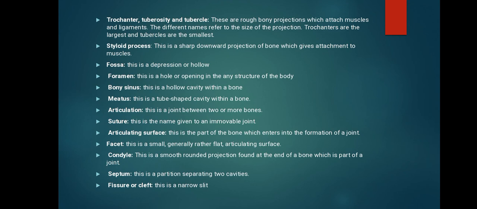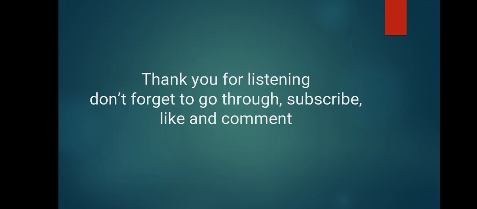Don't worry, I'm not paying much attention to this because when we go to the different systems, we'll talk much more about them. An articulating surface is a part of the bone which enters in the formation of a joint. A facet is a small, generally rather flat, articulating surface. A condyle is a smooth, rounded projection found at the end of the bone, which is part of the joint. So it's somehow round. I'll attach these diagrams when we begin to discuss the locomotor system. A septum is a partition separating two cavities. So a fissure or a cleft is a narrow slit.